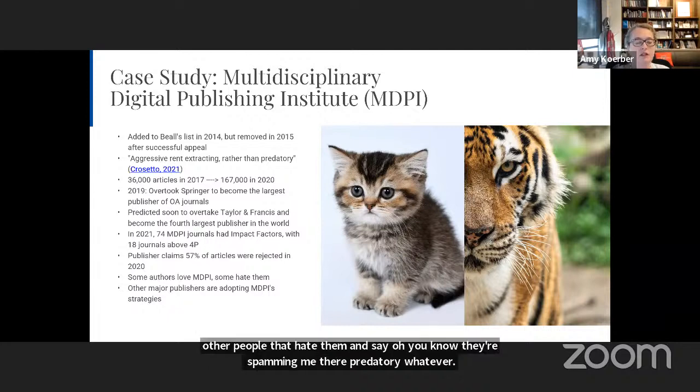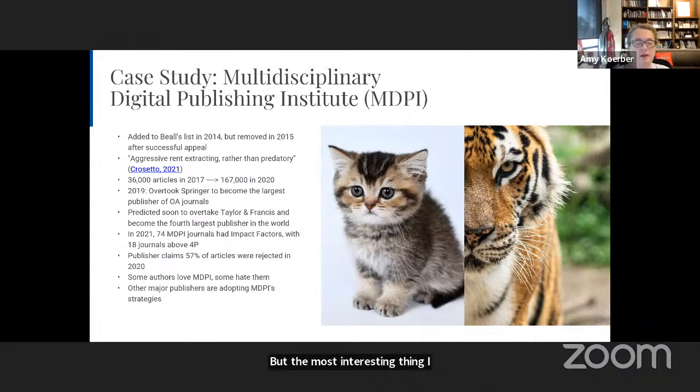But the most interesting thing I find about MDPI is, again, you might love them or you might hate them, but take a look at some other major publishers, Springer, Sage, just to name a couple. They are adopting the same tactics. They're going for publishing in bulk, fast turnaround times, open access, open processes. And so this is one of the examples that makes this such a complex issue. I don't have a simple answer. Is MDPI predatory or is it not?